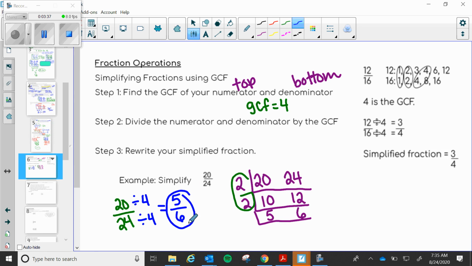step. So that is it. That is how you simplify fractions using GCF.